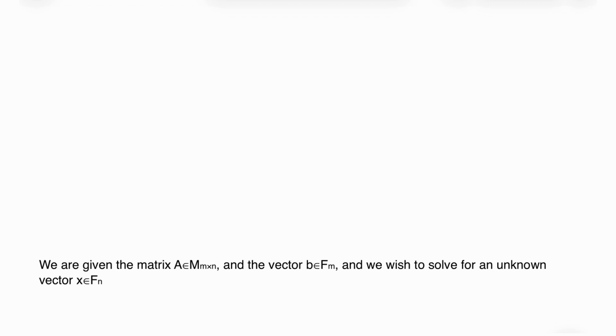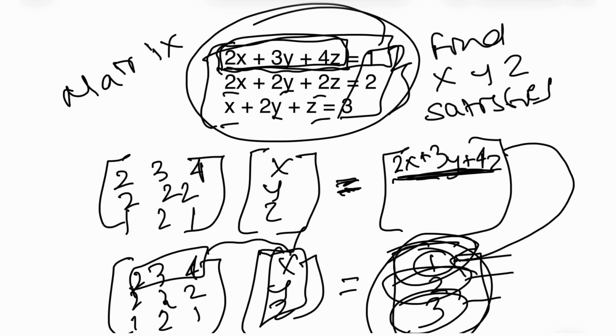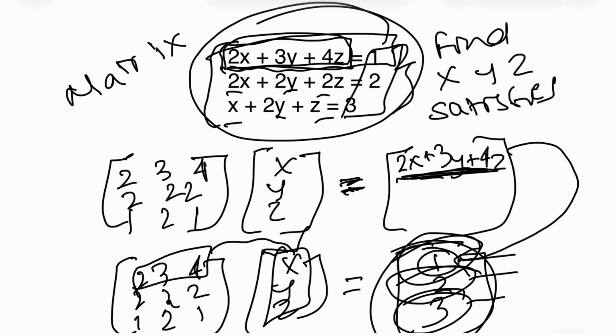More formally, basically saying it in the form of fancy math. Let's say we're given a matrix A. It could be anything. And the vector B, which is our right-hand side. Again, in this, what are we given? We're given A, we know the coefficients. We're given B, we know the right-hand side.